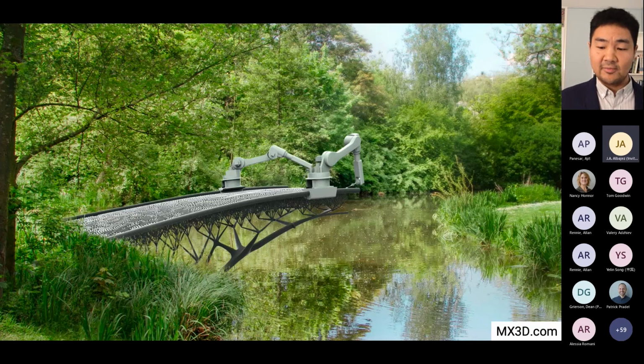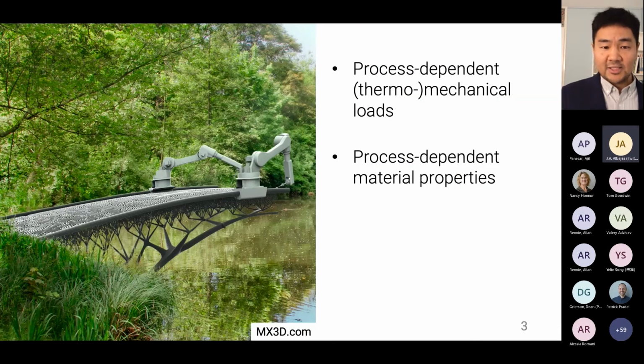However, if we look into the manufacturing process, in this case, using wire and arc additive manufacturing, using robotic platforms, this manufacturing process introduces process-dependent mechanical and thermomechanical loads. And these mechanical loads are critical. If they are not considered in the design or in the process planning, they may result in catastrophic failure during or after construction. And these mechanical loads also result in very large distortion during construction or when a bridge has been constructed.